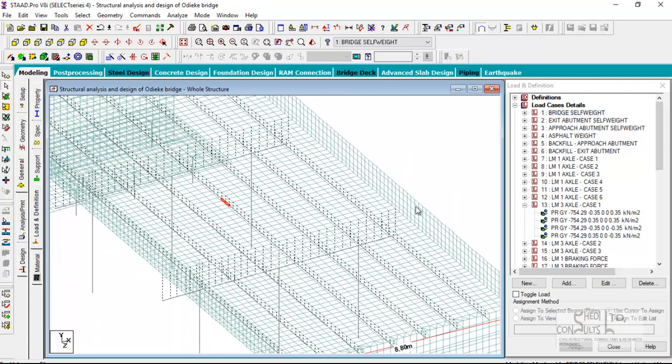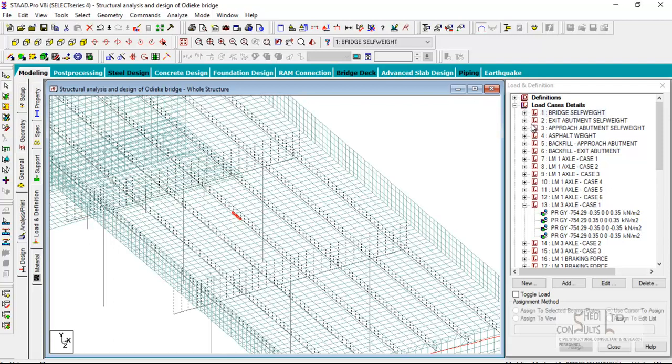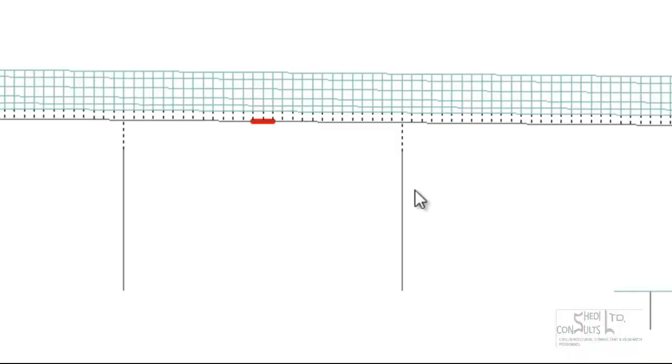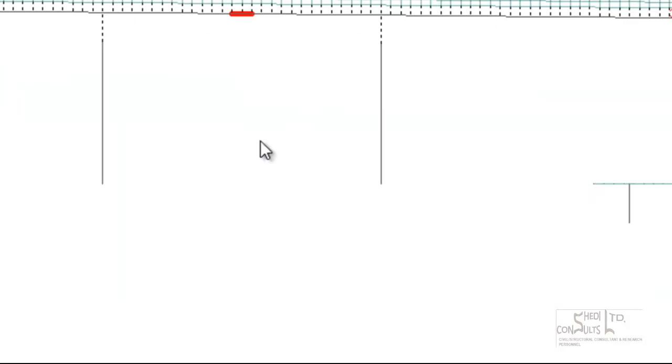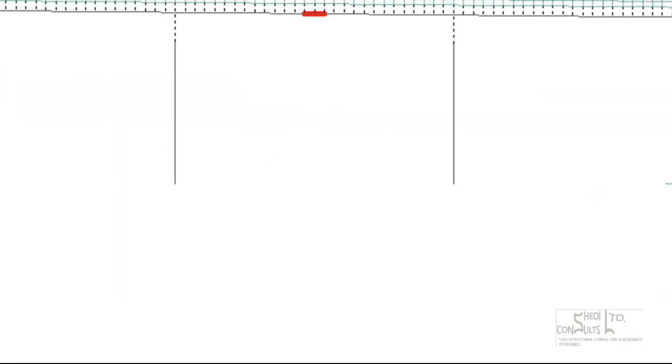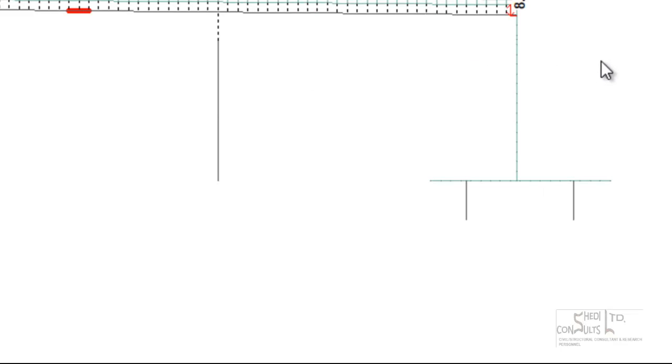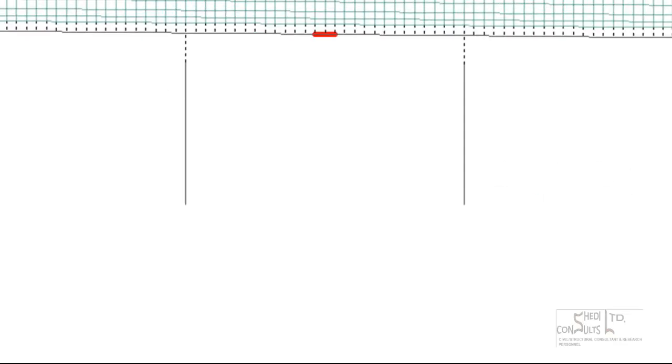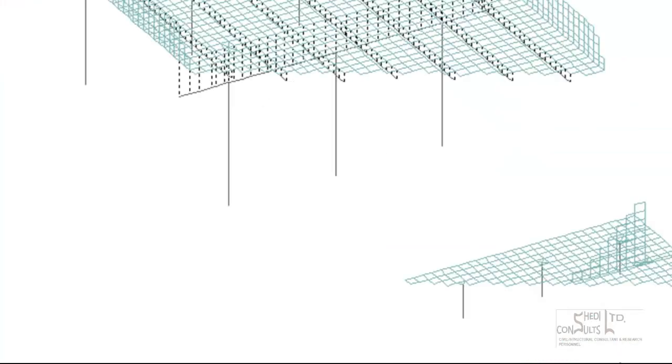Okay, having said this, this is the bridge self weight. I just talked about that. Now, this is the direction. Let's look at the side view. The bridge slopes in this direction, right? So this is the entry point, and then that's the exit. Right, so that's the entry abutment, that's the exit abutment.